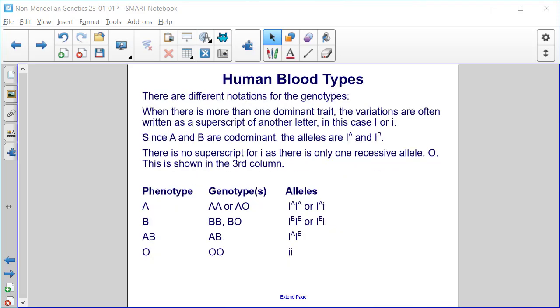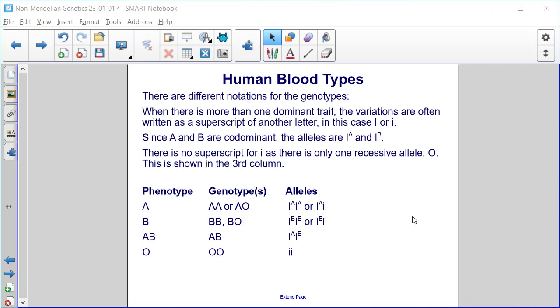Human blood types. There are different notations for the genotypes. When there is more than one dominant trait, the variations are often written as a superscript of another letter. In this case, capital I for dominant, lowercase i for recessive. Since A and B are codominant, we have the capital I with superscript A for the dominant in A, or superscript B for dominant in B. There is no superscript for the recessive lowercase i, as there's only one recessive allele, O.